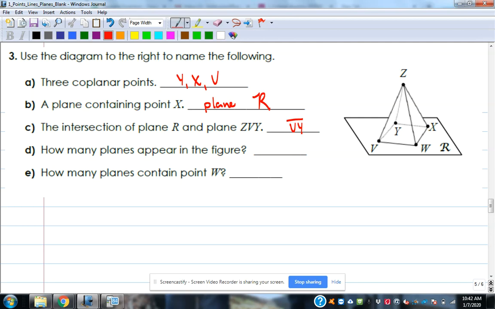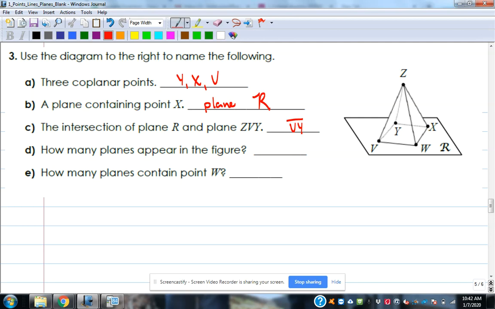How many planes appear in this figure? 6. All right, where are you getting 6? If they're each side of the pyramid. Okay, but what do we know about the bottom side of the pyramid? It's already on what plane? R. So you can't be a plane inside of a plane. If you're already sitting on the floor, that's the plane you're on.